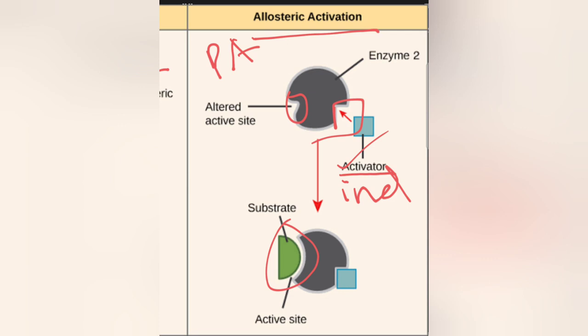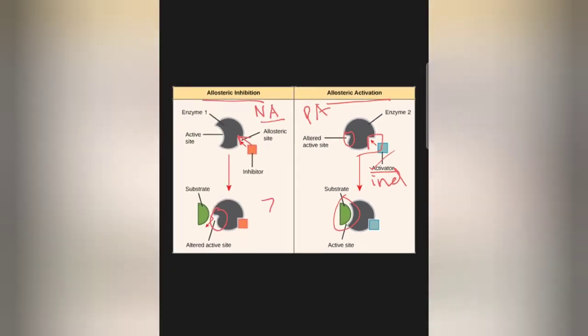So these are the two types of allosterism: positive allosterism or allosteric activation, meaning it is a favorable change for the enzyme. On the other hand, the second type is allosteric inhibition or negative allosterism, where the binding of an inhibitor molecule doesn't let the enzyme bind to the substrate.